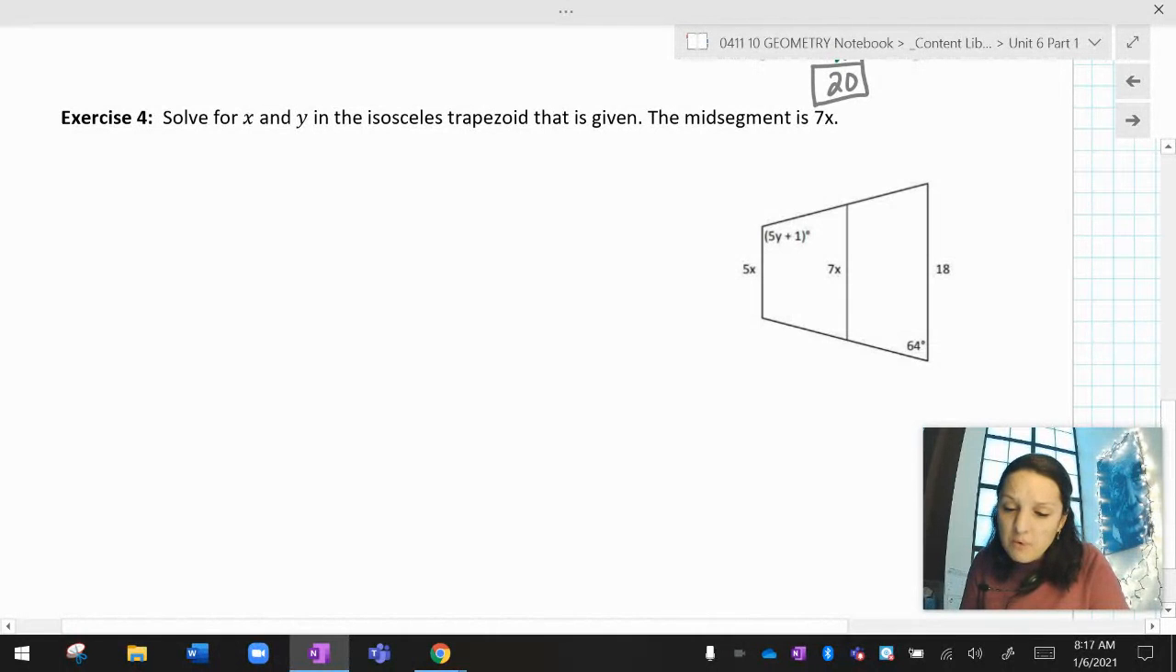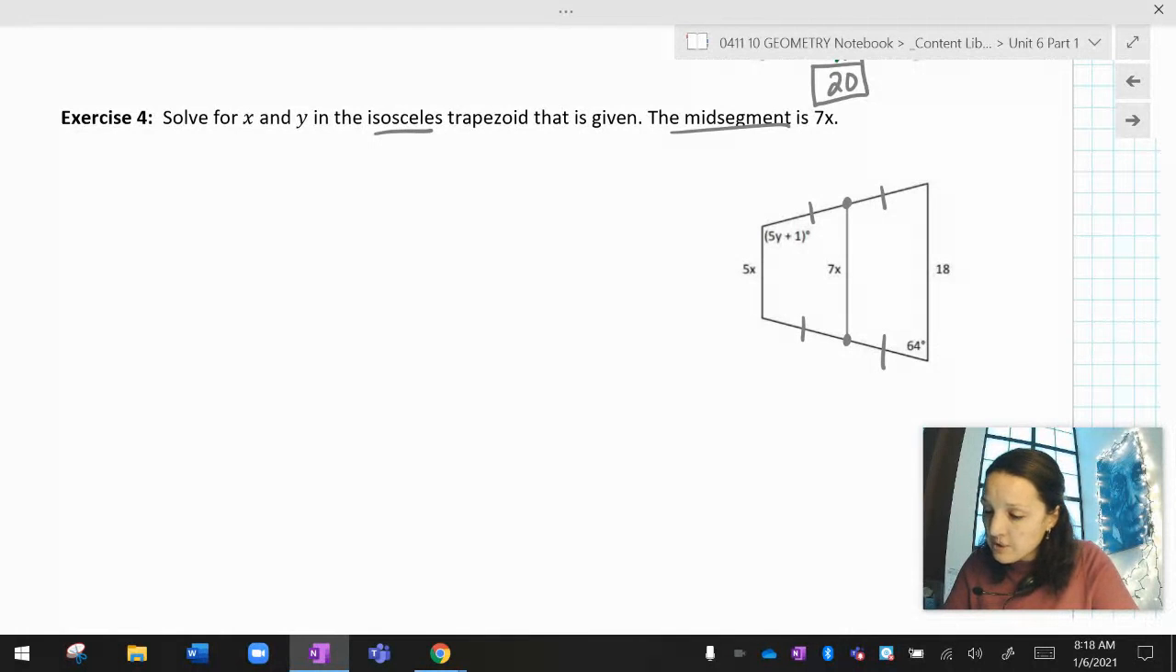And then number 4 says solve for x and y in the isosceles trapezoid that's given. Okay, so now we got a lot of stuff. I know this is isosceles, okay? And I know that I have a midsegment. So if I know that that's a midsegment, I know that these are midpoints, which means this is equal to this, and that's equal to that. But since I also know it's isosceles, I know that those two non-parallel sides are equal. So technically, all four of those can have a single dash because they're all equal to each other.